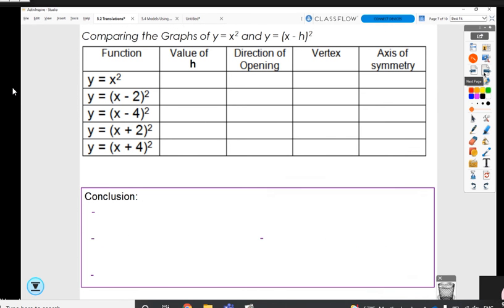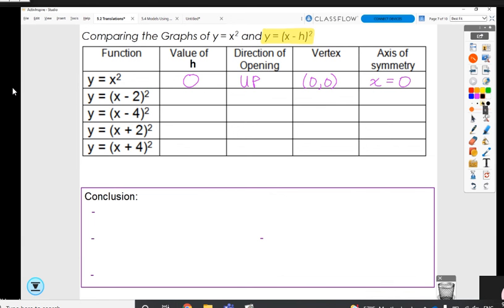This term in the bracket here, that number that appears in the bracket, is called h. We refer to this thing as h. The weird thing about h is that in this form, it says x minus h. And that's a little weird. So we know the graph of y equals x squared. We know the value of h, well, it has to be 0. There's nothing there. We know this opens up. We know the vertex here is 0, 0, and this axis of symmetry is x equals 0.